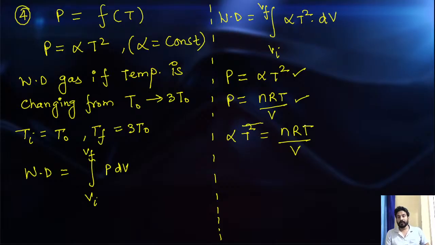So one T cancels with one T, and if I calculate the value of V, then V is equal to nR divided by alpha T. So V is equal to nR divided by alpha T. Is it clear to you? And here it is my dV. Yes or no? So what is the value of dV here?